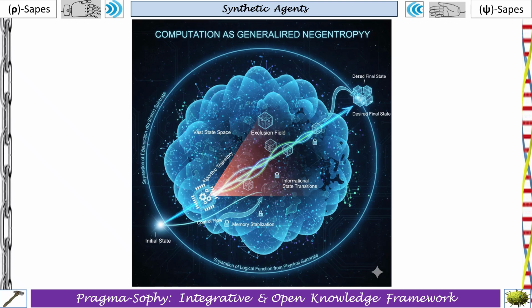It is plausible that Rho-Sapes can achieve advanced cognition and purposive action. It is plausible that some functional correlates of consciousness may arise. What remains unresolved is whether subjective experience, the qualia, if present, is accessible or meaningful within our current frameworks.